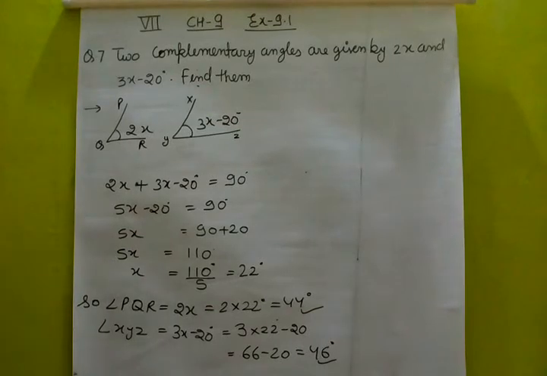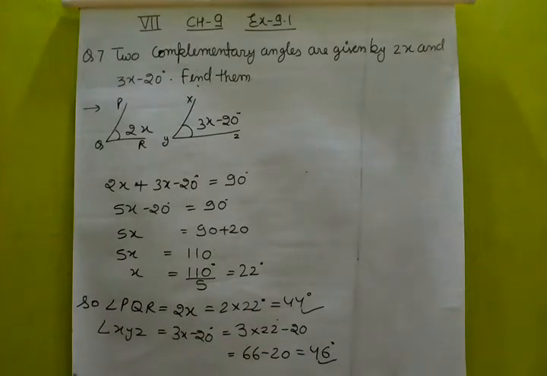And students, if you want to check whether your answer is correct or not, the sum of 44 degrees and 46 degrees should be 90, and this is 90. You can check by yourself. So this was your question number 7.